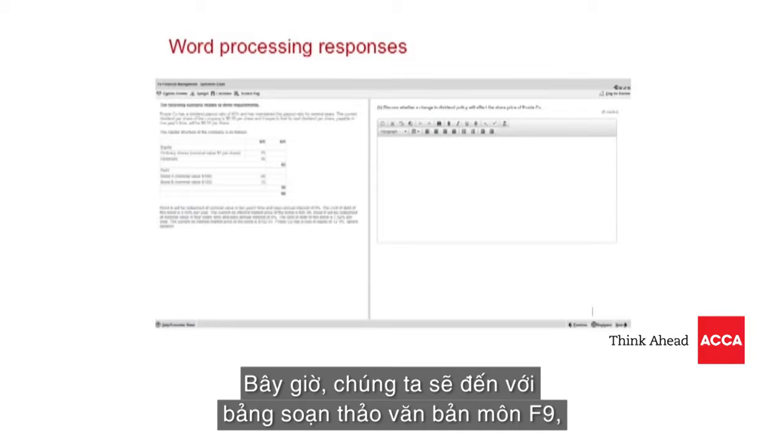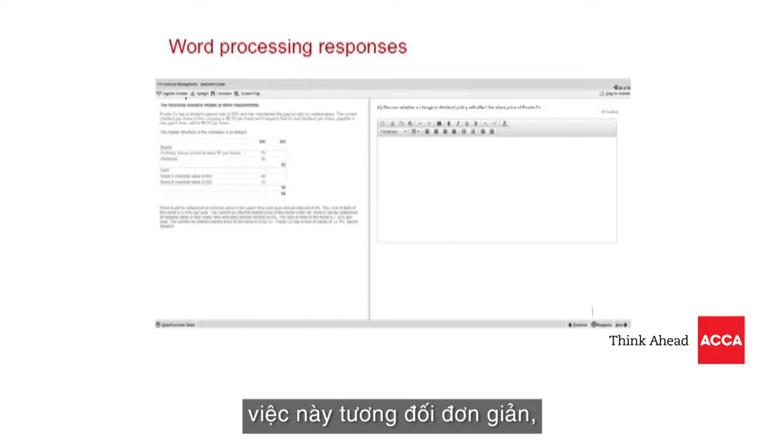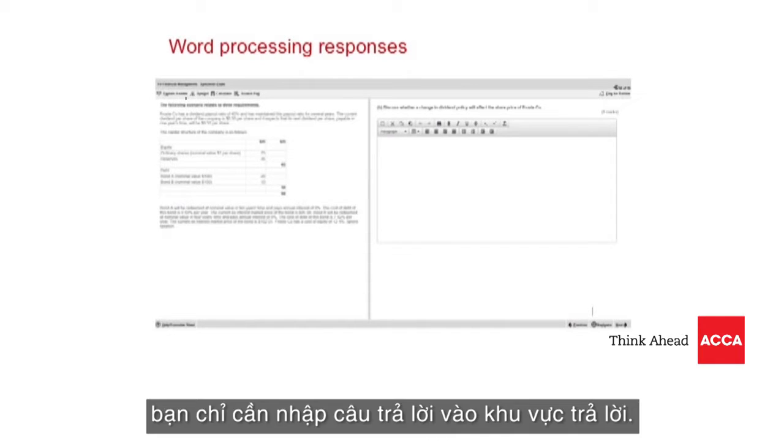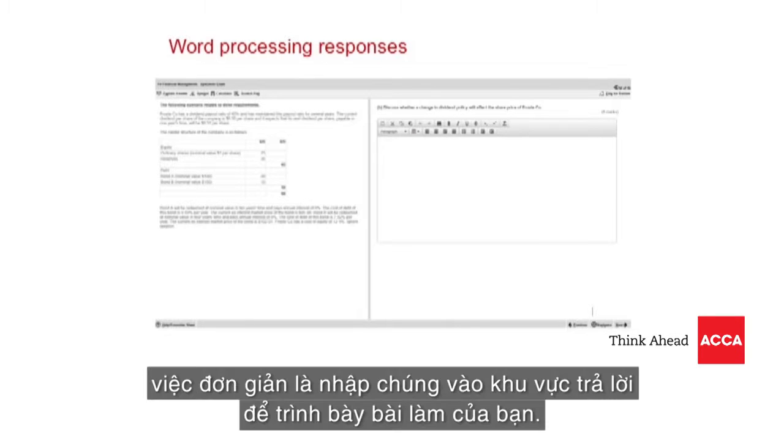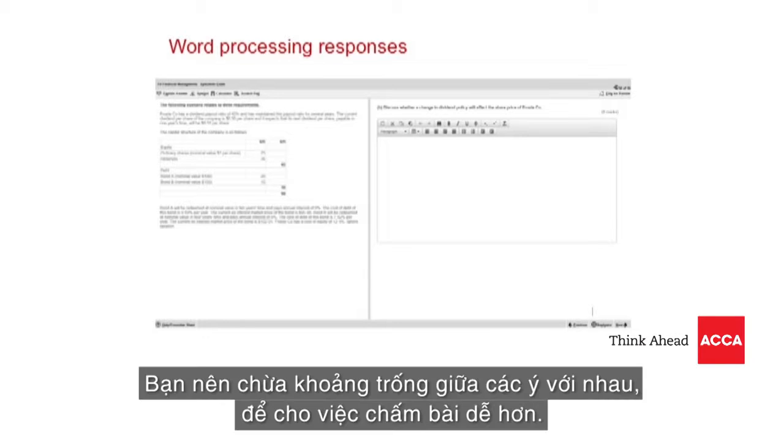Now we will look at word processing responses. For F9 these will be fairly straightforward. Simply type your answer into the response area. Sometimes there may be simple calculations that you wish to include in a word processing response. Simply type these into the answer space, showing your workings. It is a good idea to leave space between your points to make it easier for the marker.